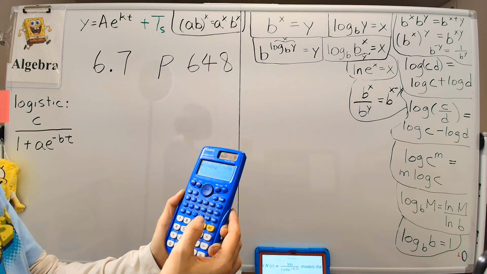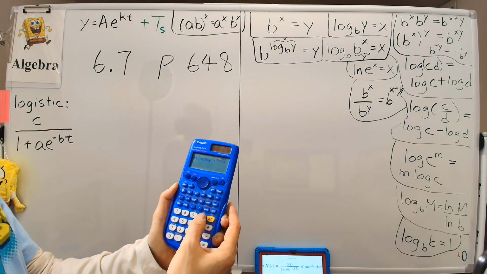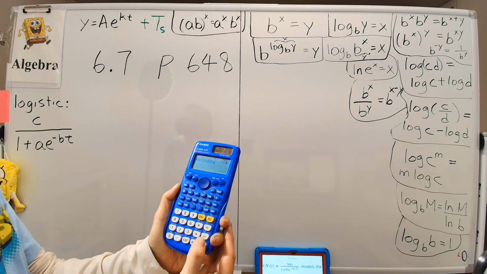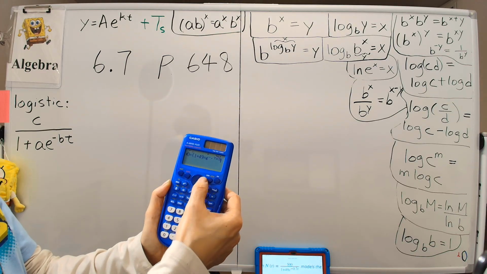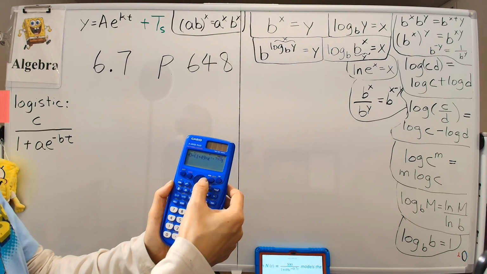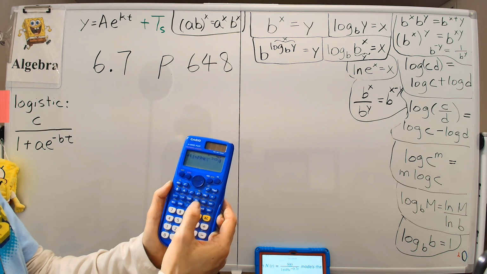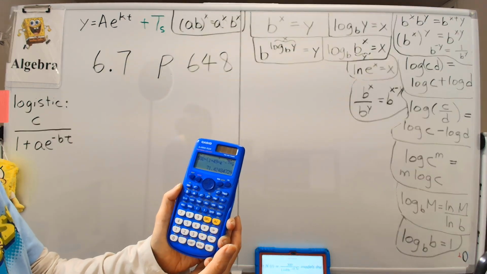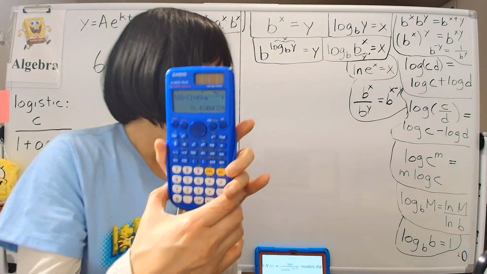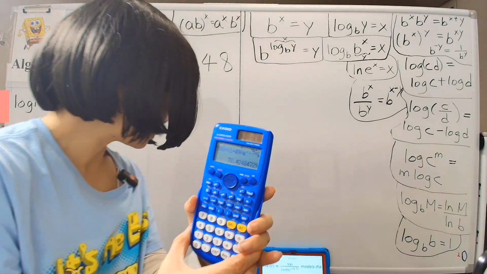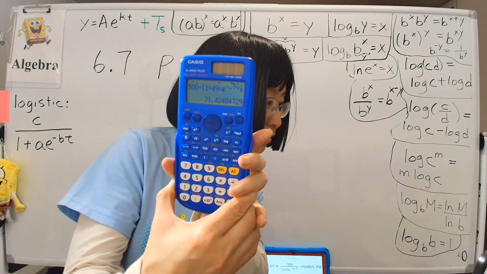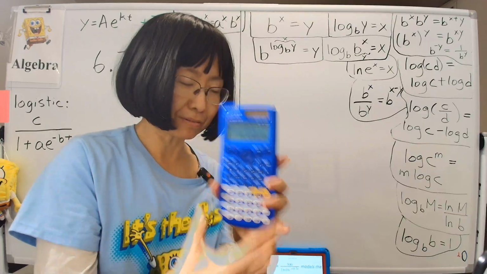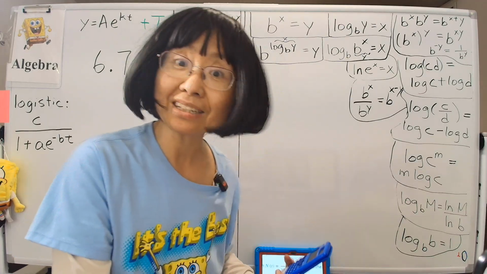Then I push this button to get out of e, then close parentheses, and that should do it. So I have 71. Wait a second. Yeah, 71. Is that right? Yep, it's 71 people or something like that. A quick, easy problem.